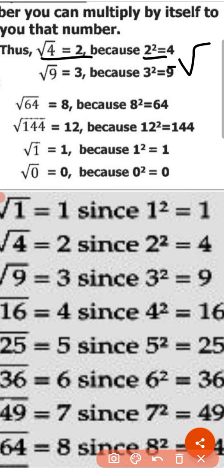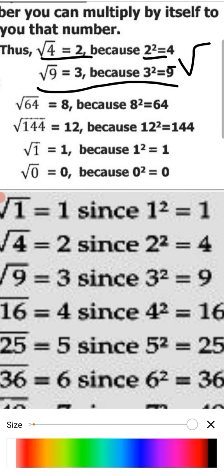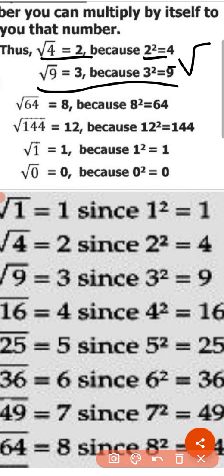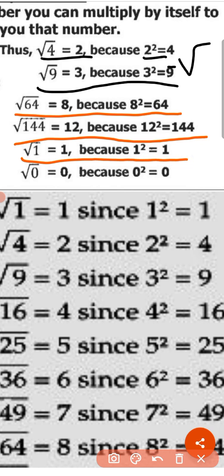Okay. Similarly, we can read it as square root of 9 is equal to 3 because 3 squared is equal to 9. Square root of 64 is equal to 8 because 8 squared is equal to 64. 8 squared means 8 multiplied by 8. Square root of 144 is equal to 12 because 12 squared is equal to 144. Square root of 1 is equal to 1 because 1 squared is equal to 1.